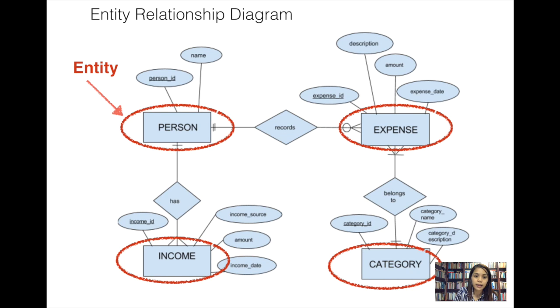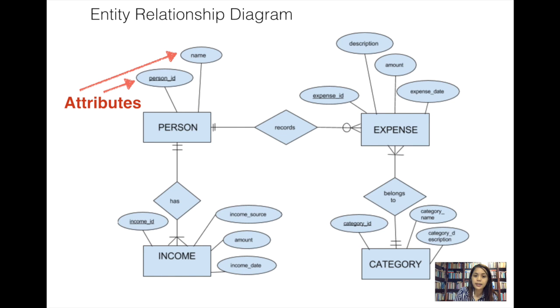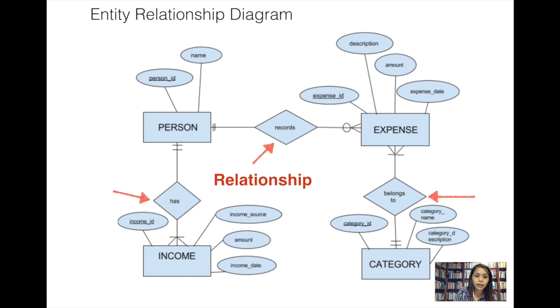First, we identify the entities, and for our case, we have the person, the income, expense, and the category. Then we assign the attributes or the properties to all the entities. For example, entity person, we have the ID and the name. The expenses, we have description, amount, expense date, and so on.